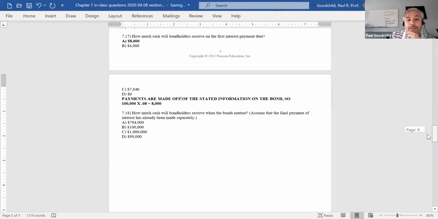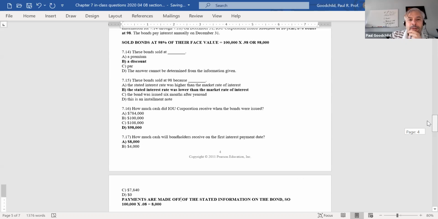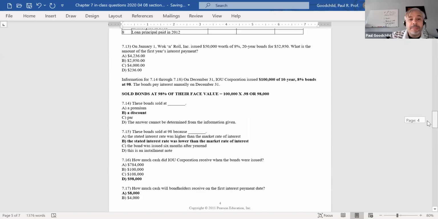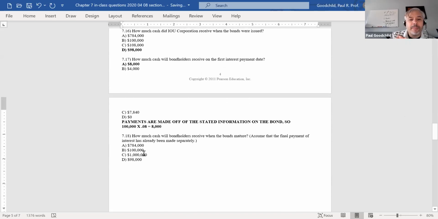How much cash will the bondholders receive? And it says, assume that the final payment of interest has already been made separately. And so it says the bonds pay interest annually and they're 10-year bonds. So in this case, they're only paying interest, so they have to pay off the bond principal at the end, and that's $100,000. Okay, any questions?